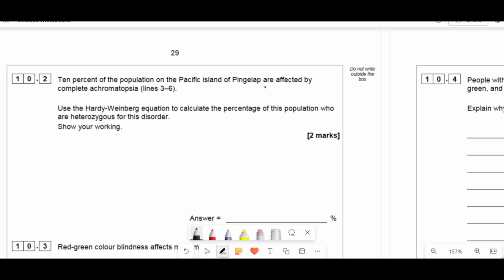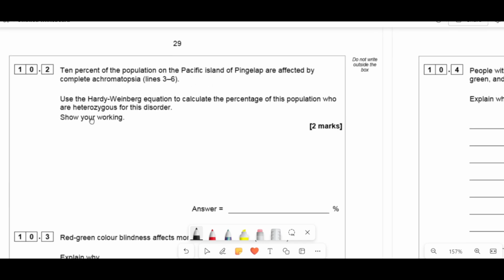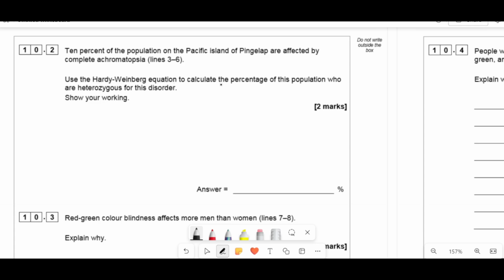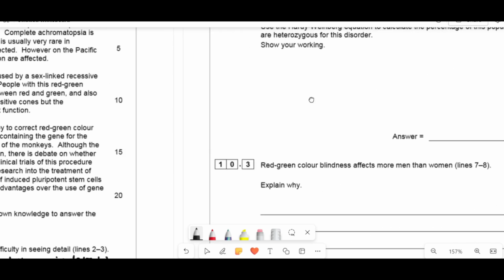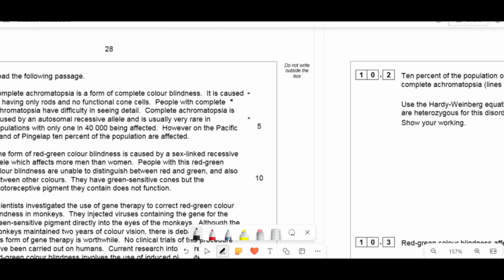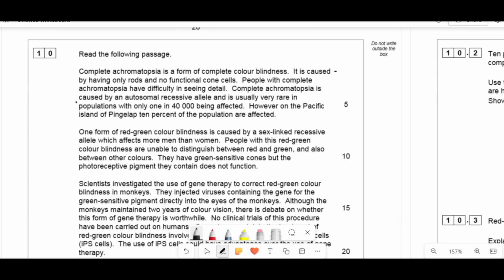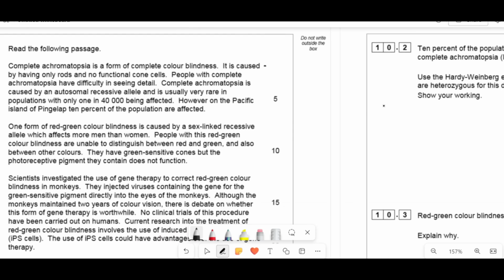10% of the population in the Pacific are affected by complete achromatopsia. Use the Hardy-Weinberg equation to calculate the percentage of this population who are heterozygous for this. So what it's telling you, if we go to lines 3 to 6, it says complete achromatopsia is blah, blah, blah. It's autosomal recessive. So I'm just going to write that there. And it's told you that it's very rare and only 1 in 40,000 are affected. And then it's told you in the Pacific, 10% of the population are affected. So 10% of pop affected.